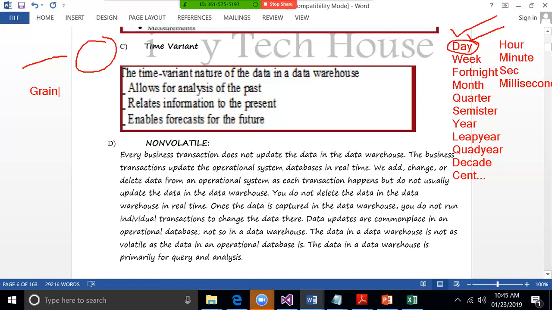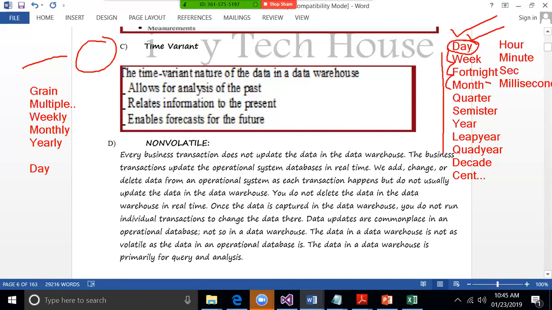Interview question or project question: what is the grain of your project? You can tell them, my warehouse has multiple tables with multiple grains. Some tables are weekly load tables, some monthly load tables, some yearly load tables. But my low grain is day. If you maintain day wise, then week analysis, fortnight analysis, month analysis, all upper levels are possible.